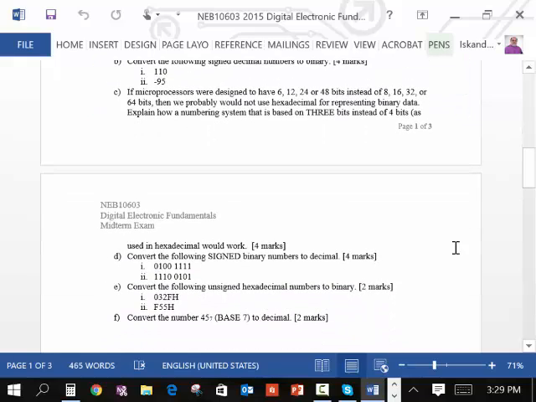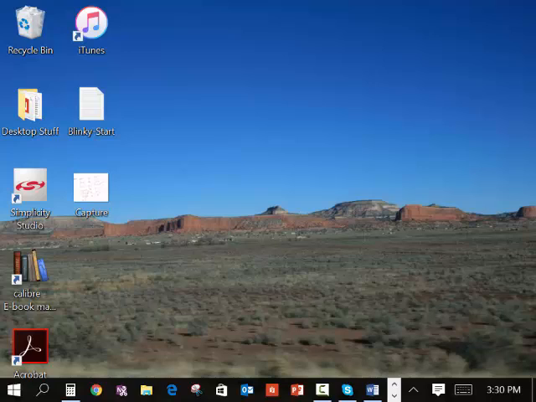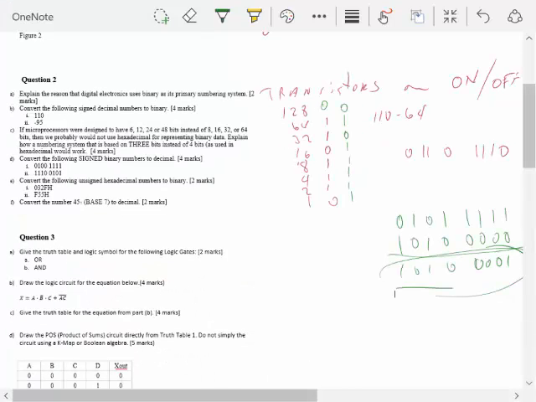C is a tricky one. If processors were designed to have 6, 12, 24, 40 bits instead of 8, 16, 32, 64, we probably wouldn't use hexadecimal for representing these binary numbers. Explaining how a numbering system based on 3 bits instead of 4 bits as used in hexadecimal would work. Well, actually, what I'm saying at that particular point is the question is requiring you to think a little bit right there.